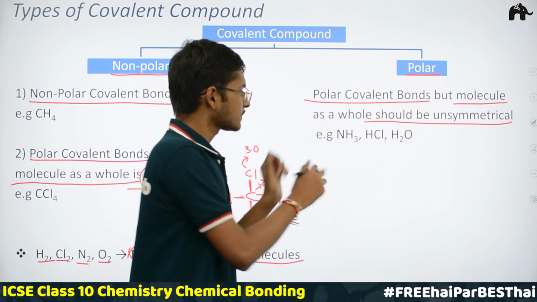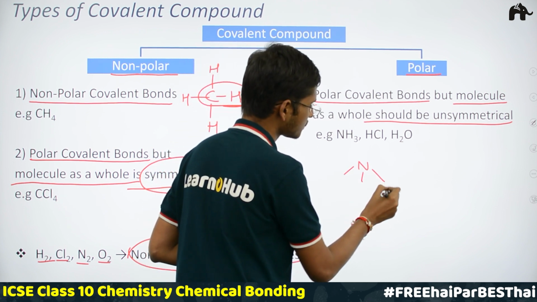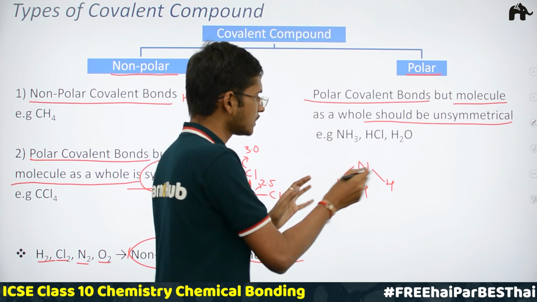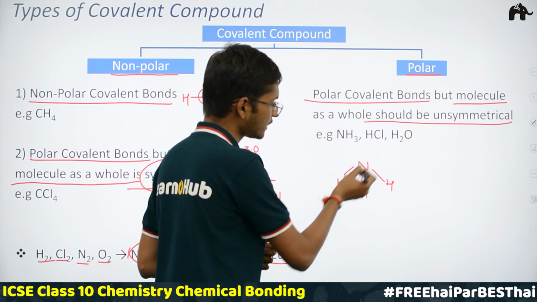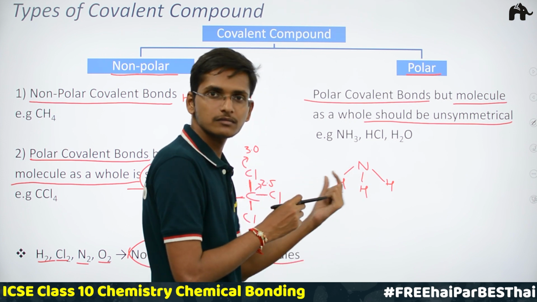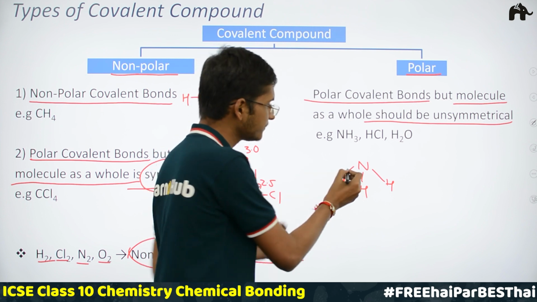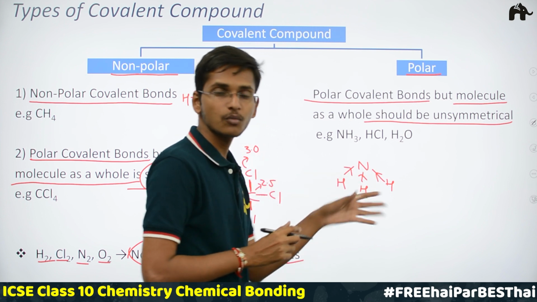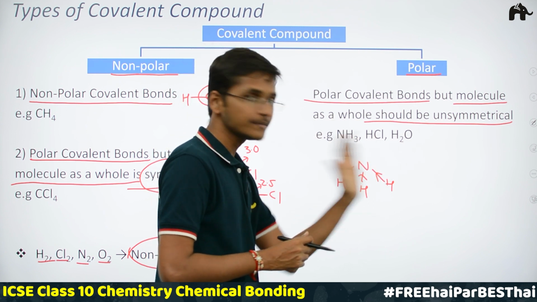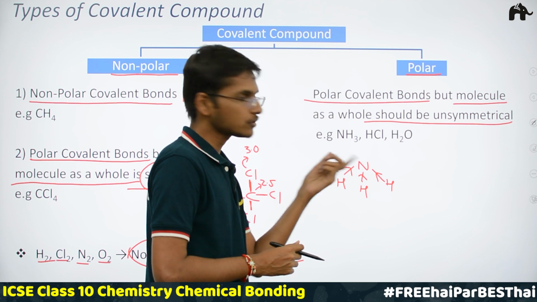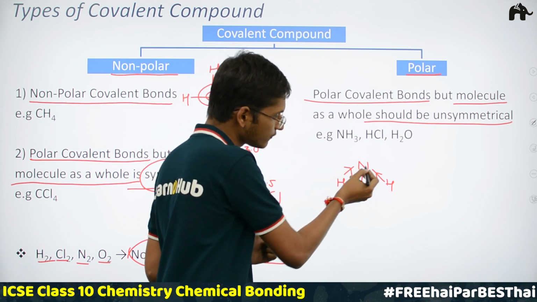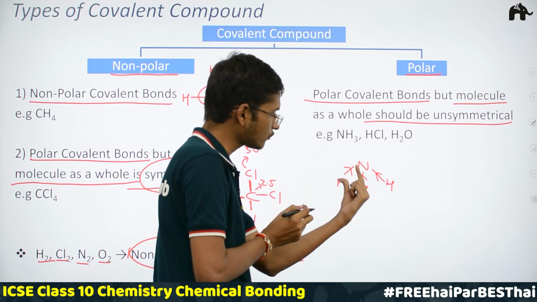Here we can draw the structures. I'm showing you the structures just for your understanding, no need to remember them. Here the nitrogen-hydrogen bonds are polar covalent bonds. When the bonds are polar covalent, the electron pair is shifted towards the more electronegative atom. Like in HCl, we have seen the electron pair was shifted towards chlorine because it strongly attracts the electrons. In the same way, nitrogen strongly attracts the shared pair of electrons, so the electron pair is shifted towards nitrogen.